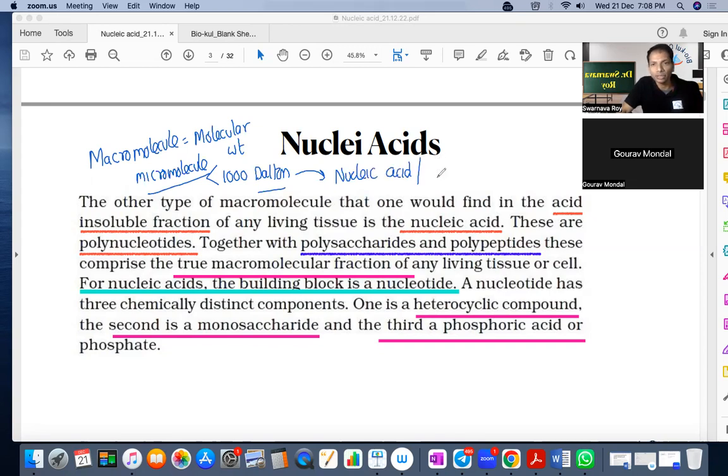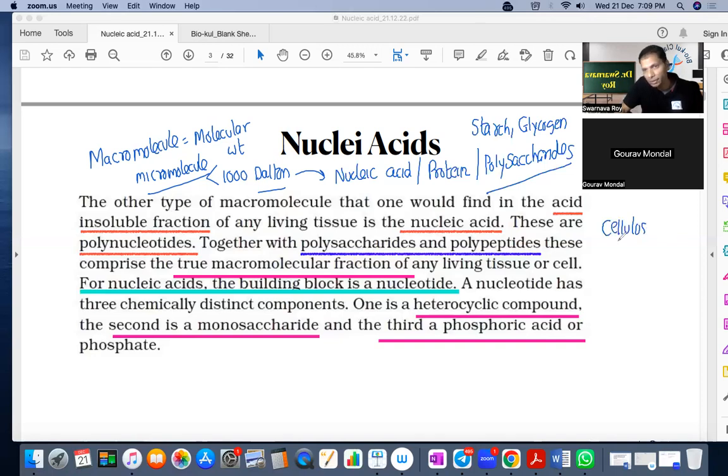Examples of macromolecules are nucleic acid, as I said. We also have protein, and we have polysaccharides. Polysaccharides, just say we have starch, we have glycogen, then we have cellulose. In my previous lecture, we discussed the structures of polysaccharides in detail. So nucleic acid is also a polymer. It's also a macromolecule.